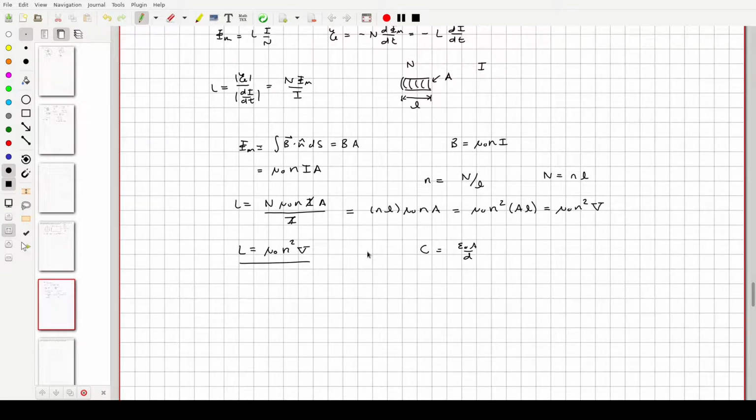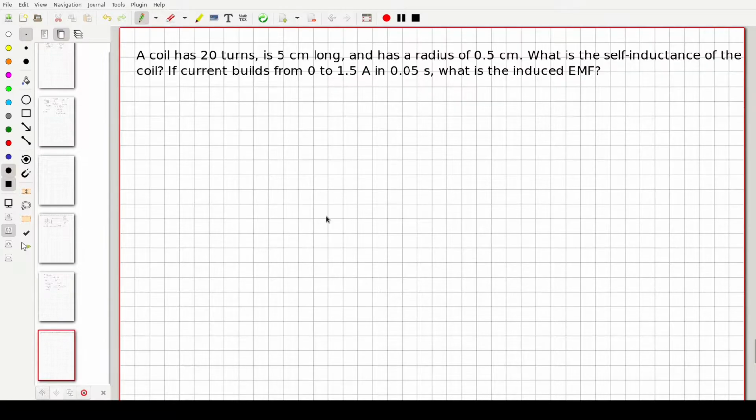Now, just as a simple example, here we have a coil that has 20 turns. It's 5 centimeters long, and it has a radius of 0.5 centimeters. What I want to know is what the self-inductance of it is. I also want to know that if current builds from 0 to 1.5 amps in it over a period of 5 seconds, how much induced EMF is going to be in there.